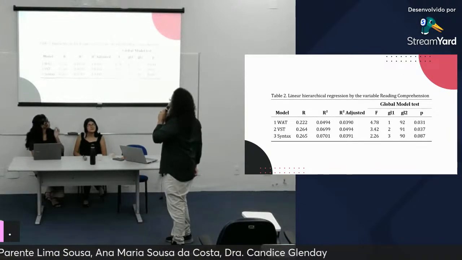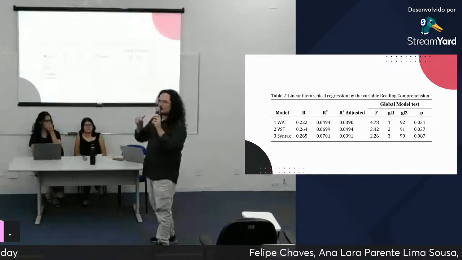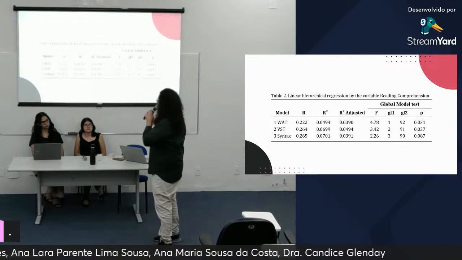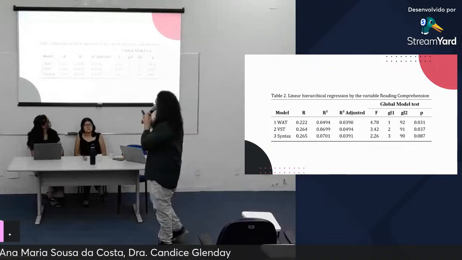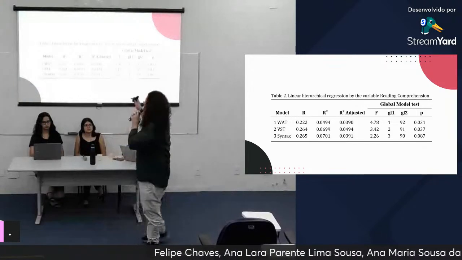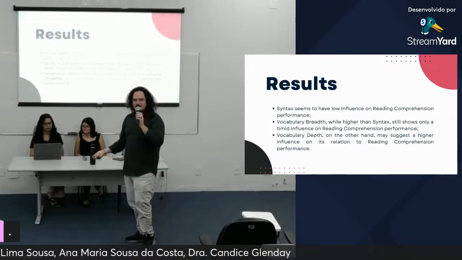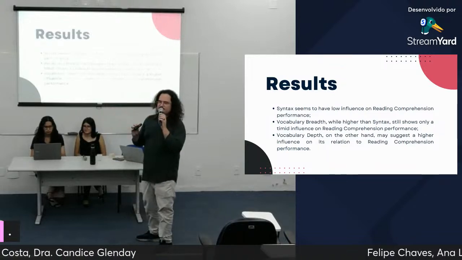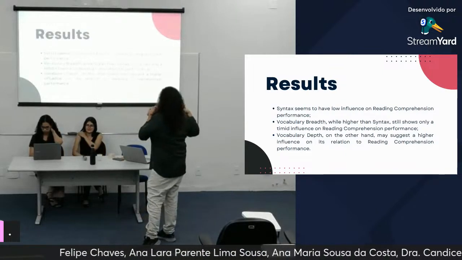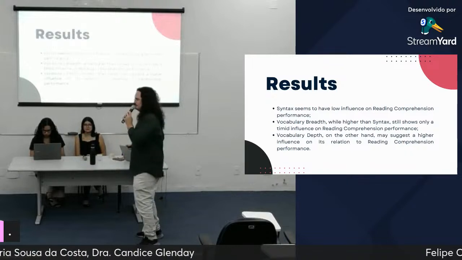Under global model test, as you can see, when testing against the global model, we found the values 0.031 for WT, 0.037 for VST, and 0.087 for syntax. And what does this mean? Looking at the table, who knows, right? However, when we move to the results, what we found is very interesting, especially because one of the things we aim to do with this research was not to reproduce in this simple sense, but we wanted to test against, I'm going to give you guys a little spoiler, right?